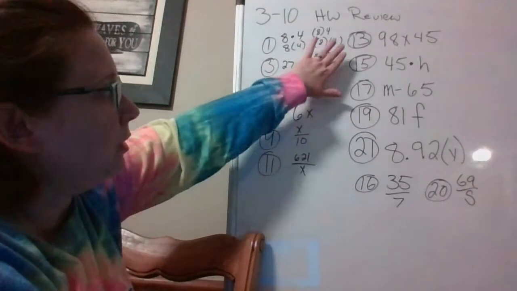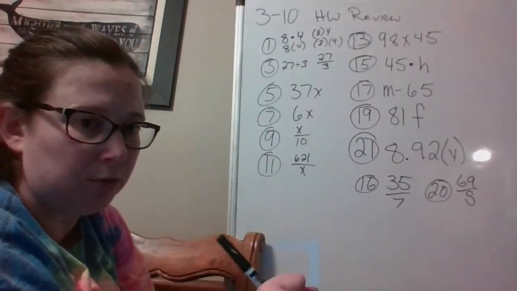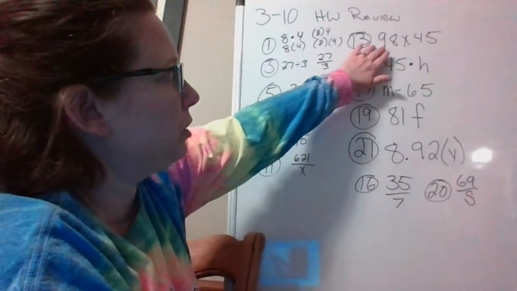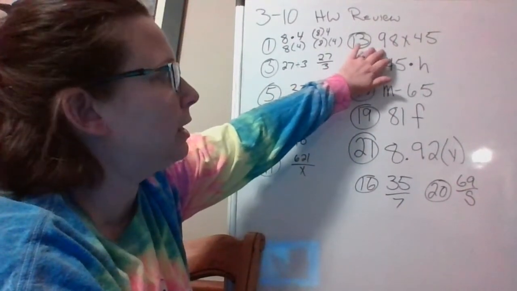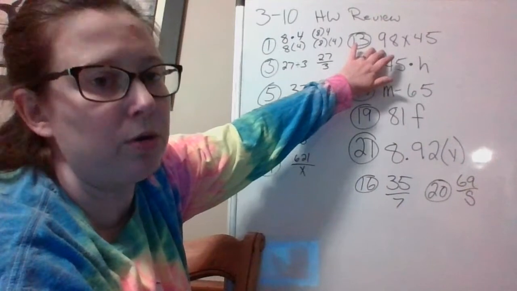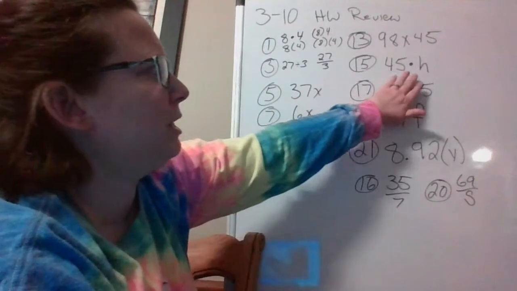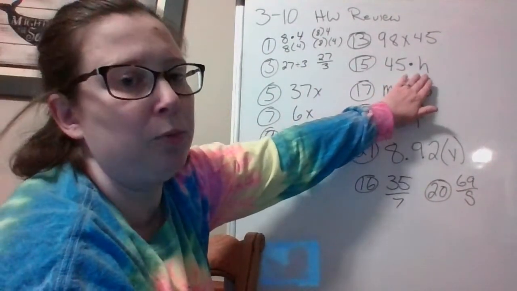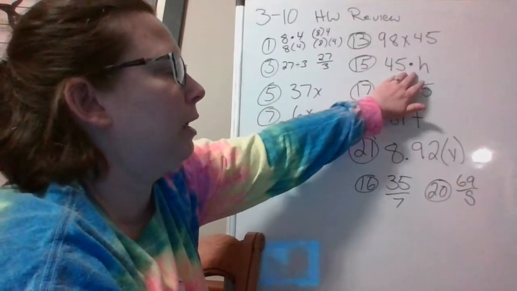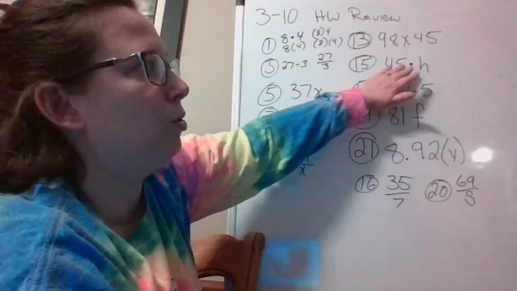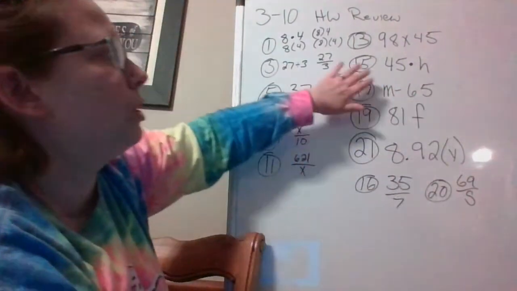The rest of these, you're given the math and you're told to translate that into the English. So you need to write out the words here. For number 13, we could say 98 times 45, the product of 98 and 45, 98 multiplied by 45. Any of those would be correct. For 15, again, we have multiplication. This time we have a variable. So we need to say the product of 45 and the number h, or 45 multiplied by the number h, or 45 times the number h.